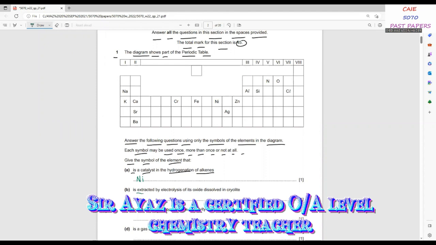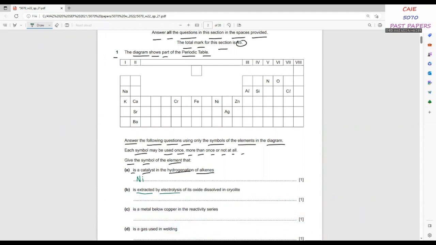B is extracted by electrolysis of its oxide dissolved in cryolite. Cryolite is added to oxide to get aluminium from its oxide. So the oxide should be of aluminium. So I will write Al here.